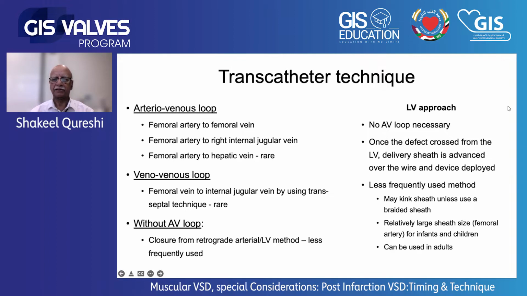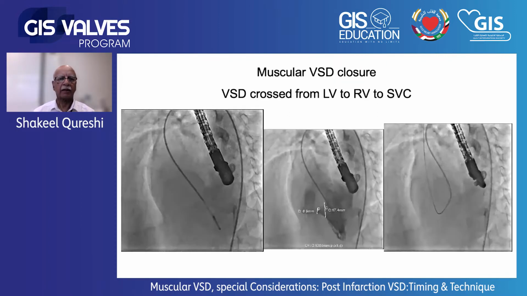In adults especially, but also some older children, the left ventricular approach is such that we don't need an AV loop. The defect is crossed from the left ventricle, and then the sheath is advanced over the wire. This is a technique that is less frequently used. If you use a non-braided sheath, it may kink, but braided sheaths tend not to kink. The sheath size is relatively large for infants and children for the femoral artery, and therefore this technique is used in more adult patients.